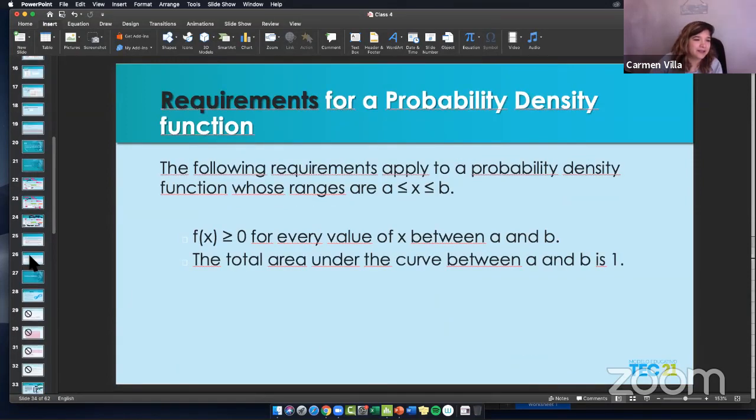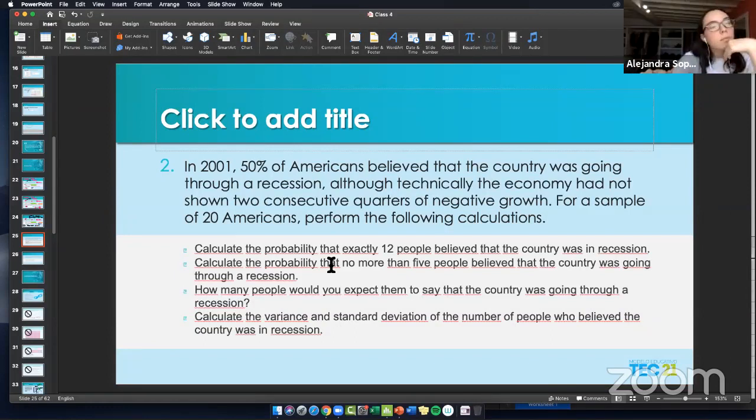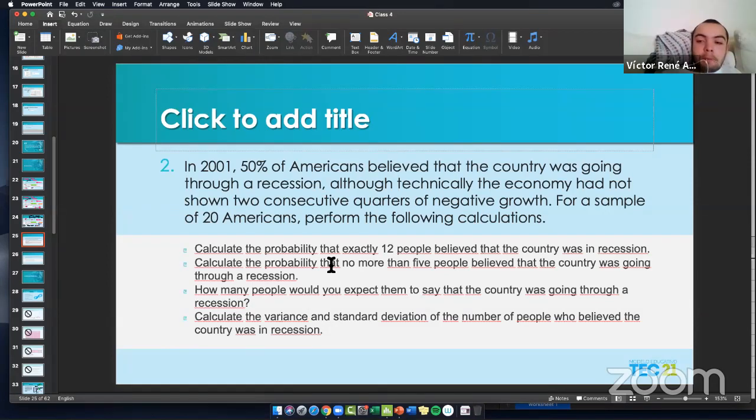Okay, so for example, let's see, this exercise that we have over here. In 2001, 50% of Americans believed that the country was going through a recession, although technically the economy had not shown 2 consecutive quarters of negative growth. For a sample of 20 Americans, perform the following calculations. Binomial, right? Binomial, why? We have a sample of 20 people and we don't have a standard deviation. It's a 50%, so it can be 2 ways.